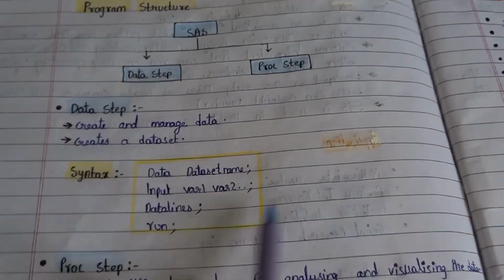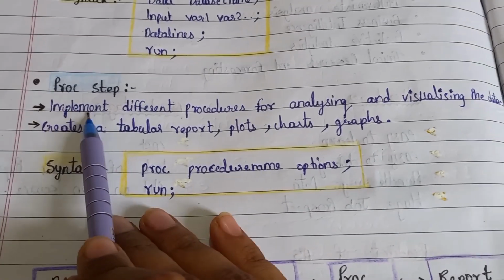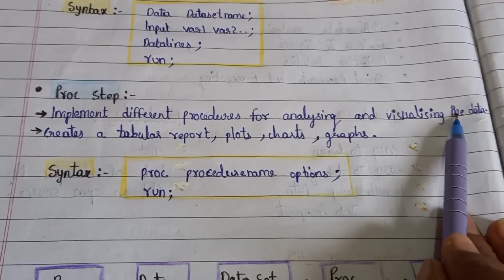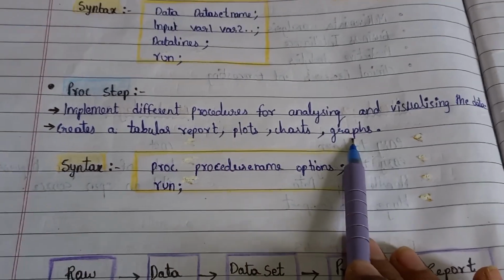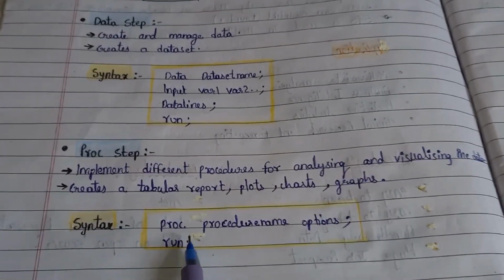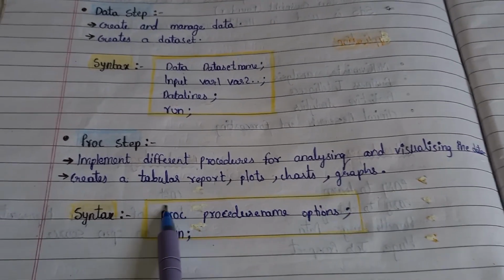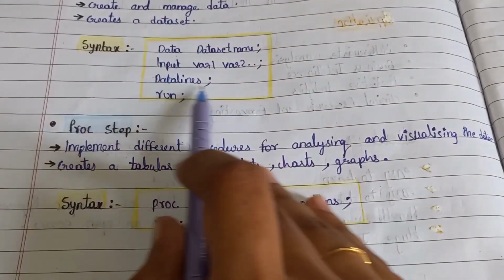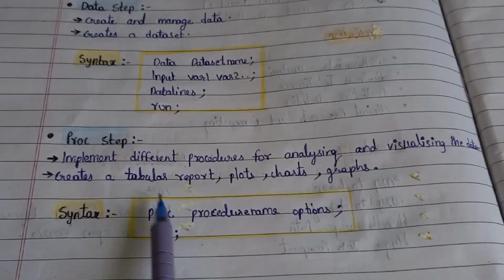Clear? Next, the proc step. The proc step implements different procedures for analyzing and visualizing the data, and it creates tabular reports, plots, charts, graphs and so on. The syntax for the proc step is proc, procedure name, options, semicolon. Here proc is a keyword. Here data is a keyword, here proc is a keyword. So this is a data step, this is a proc step. I hope it's clear.